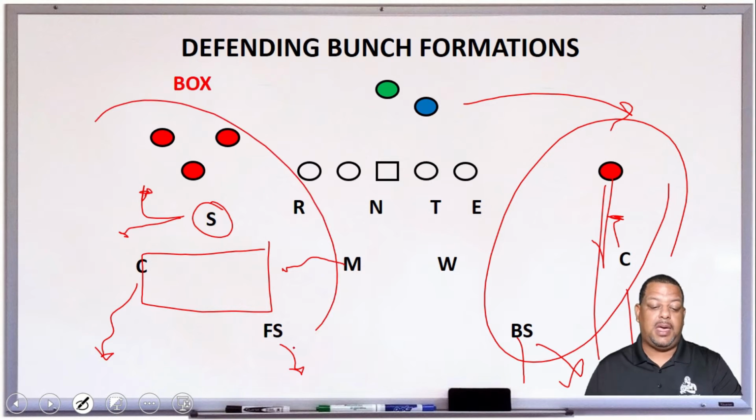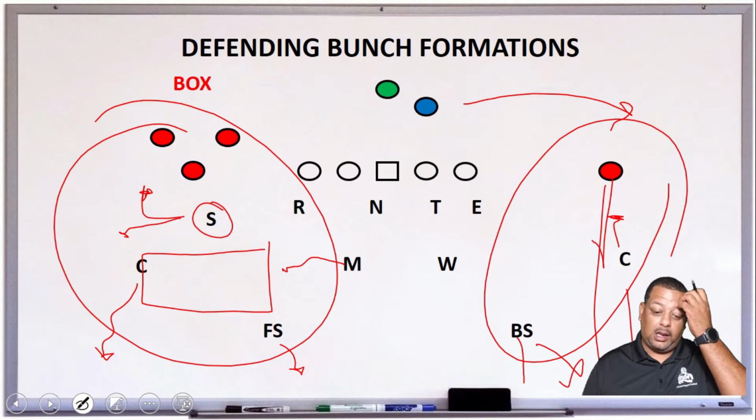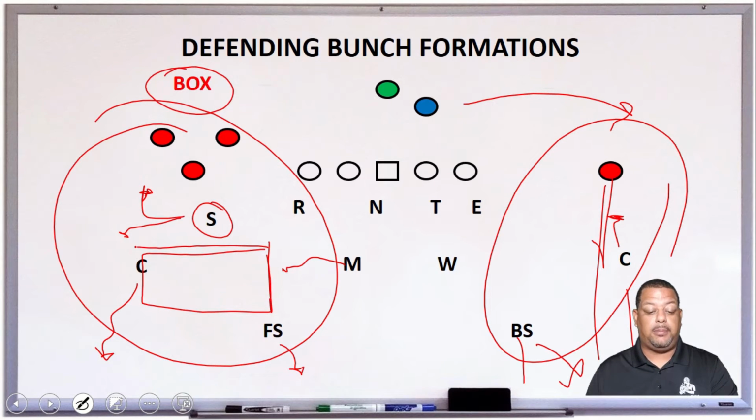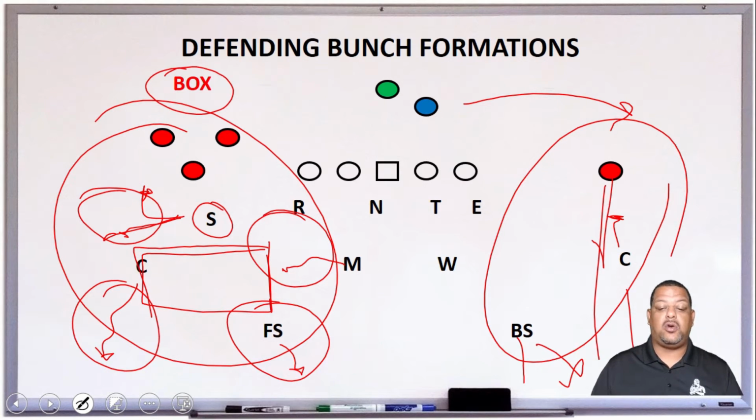We have just simply made an alert right here, and also we made an audible ourselves on defense and made some changes. So as you see here, all we've really done is the word box is just what it says. We created a box. The backer has the low, the Mike has the inside, free safety has the inside quarter, and the corner has the outside quarter.